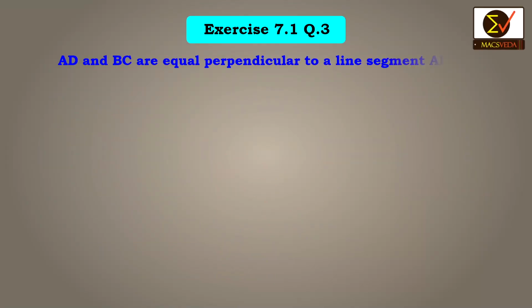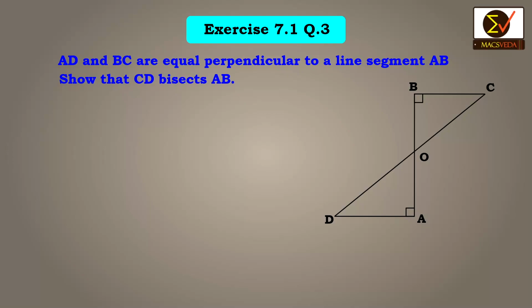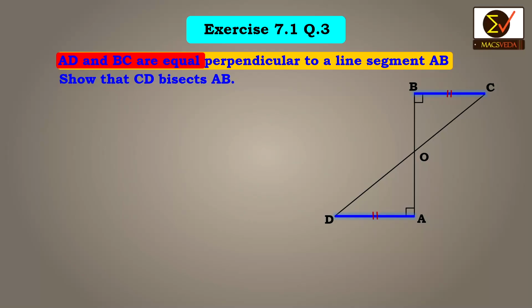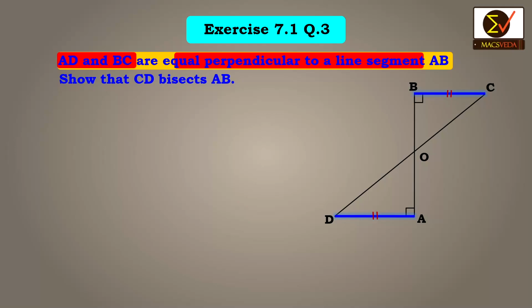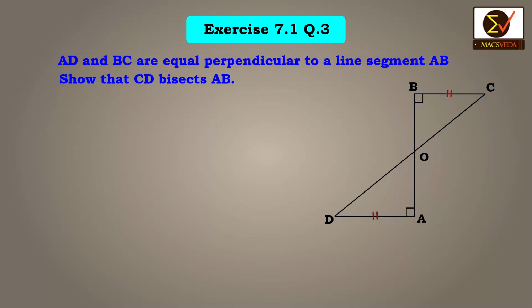Question number 3. AD and BC are equal perpendiculars to a line segment AB. Show that CD bisects AB. Here AD and BC are equal, and this AD and BC are perpendicular to the line segment AB. Therefore, angle A and angle B both are equal to 90 degrees.